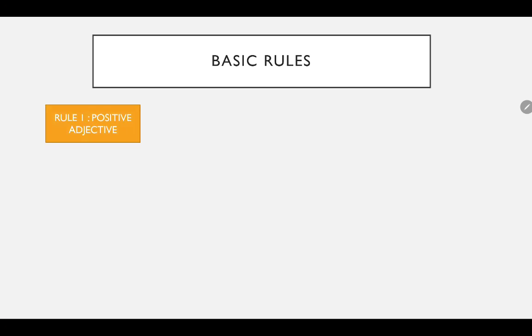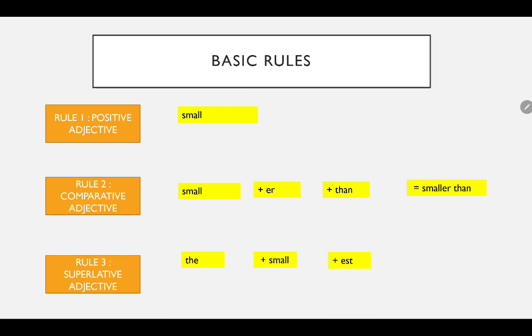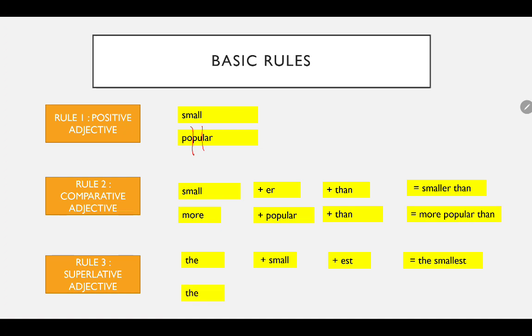Basic rules. Rule 1, positive adjective, small. Rule 2, comparative adjective, small plus er plus than, it will become smaller than. Rule number 3, for superlative adjective, the, add small, add est, become the smallest. Another one is popular. Remember, more than two syllables. More plus popular plus than. It will become more popular than. The most beautiful. So it becomes the most beautiful. Okay, for popular also we can use the most popular.